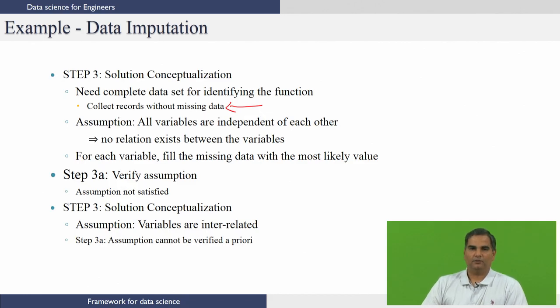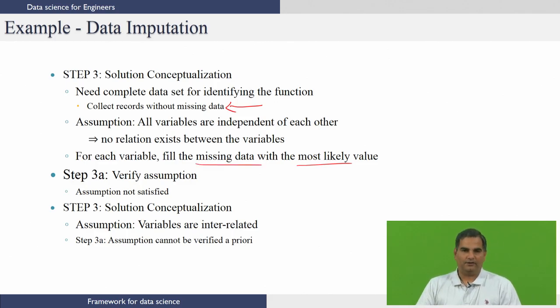That means what value a particular variable takes does not really affect the value of other variables. So, that basically means that no relationship exists between these variables. And if we make this assumption, then the data filling activity could be, for each variable, you can fill the missing data with the most likely value. So, there are some fundamental assumptions that you are making when you say that you are going to fill the missing data with the most likely value.